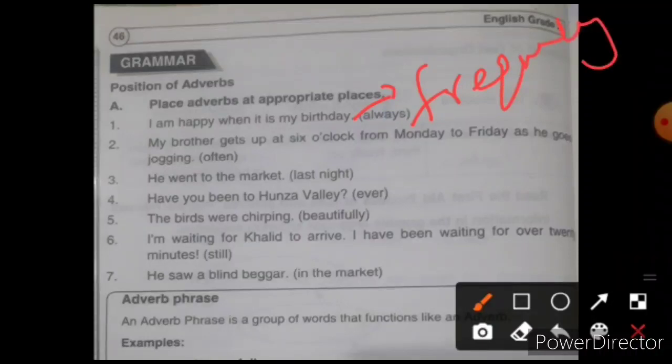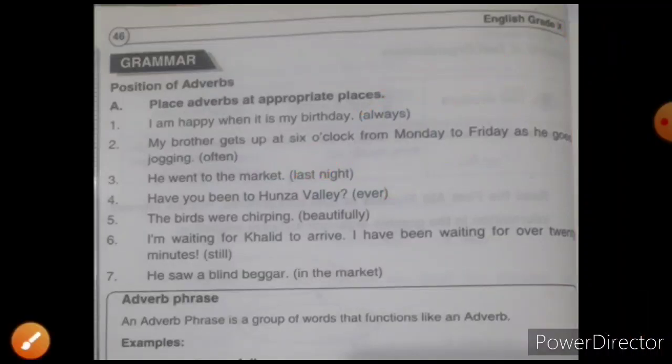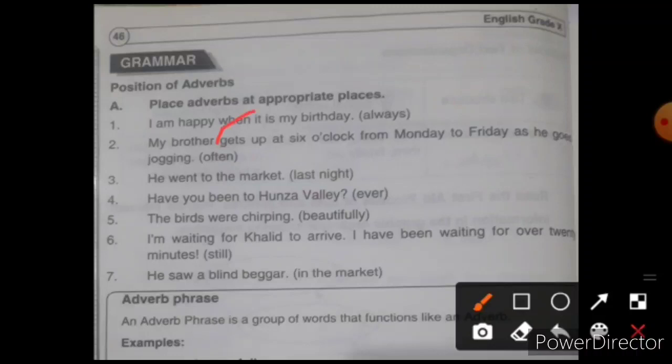Then we have the second one, it's again an adverb of frequency. And over here, where are you supposed to write it? My brother often gets up. Okay, so before the verb over here you're gonna write often.